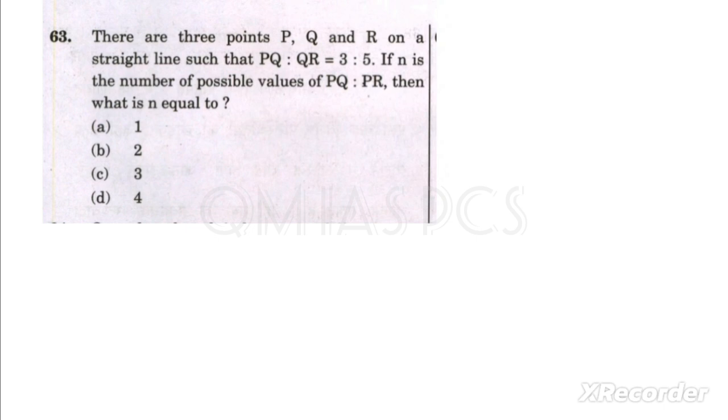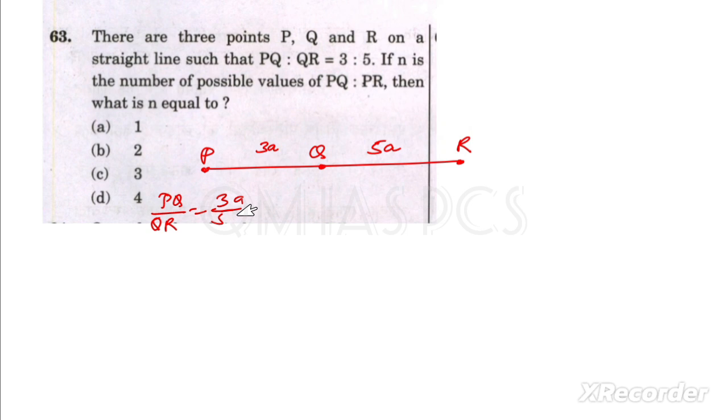UPSC has asked every type of question, every variety of questions. This one is from a straight line, but you can try your logic. There are three points P, Q, R on a straight line. Let's say this is P, this is Q, this is R. So PQ is equal to 3A and QR is equal to 5A. Now the ratio will be PQ by QR is equal to 3A by 5A, that is 3 by 5. If n is the number of possible values of PQ by PR, then what is the value of n?